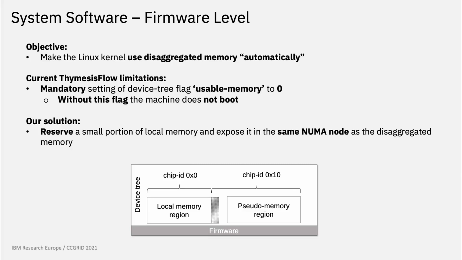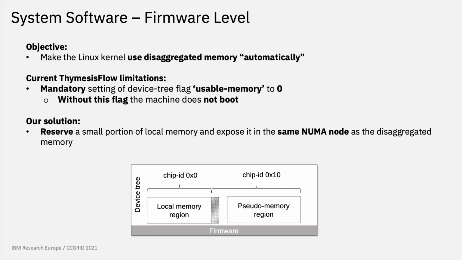However, because at the boot time of the machine there is no disaggregated memory attached, ThemisFlow exposes the NUMA node through the device tree defined in the firmware with the usable memory flag set to 0. In this way, the Linux kernel won't try to access this memory at boot time and the machine can actually boot. However, with this flag in place, Linux does not automatically fall back to disaggregated memory when the local memory is exhausted, and kernel built-in mechanisms such as AutoNUMA do not support operation for this memory region.